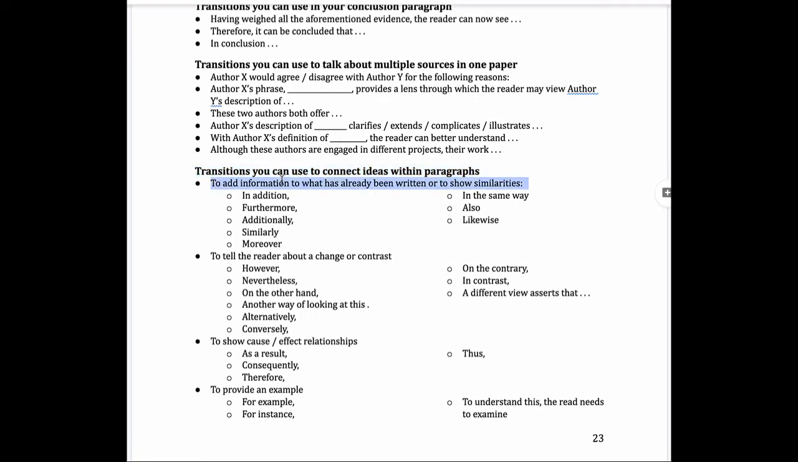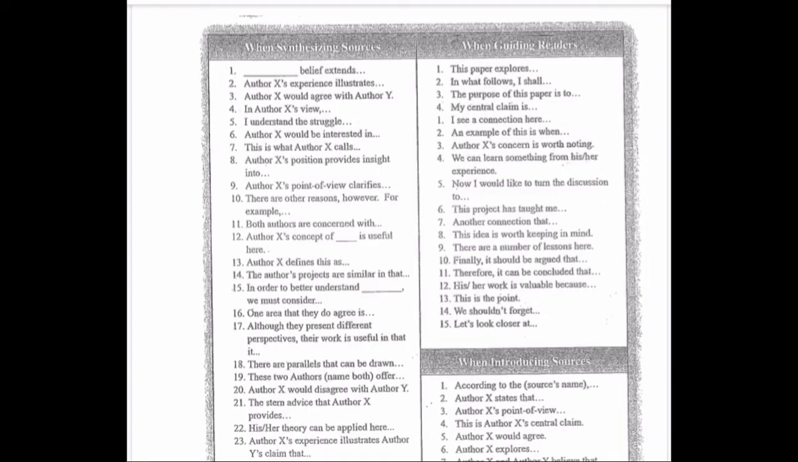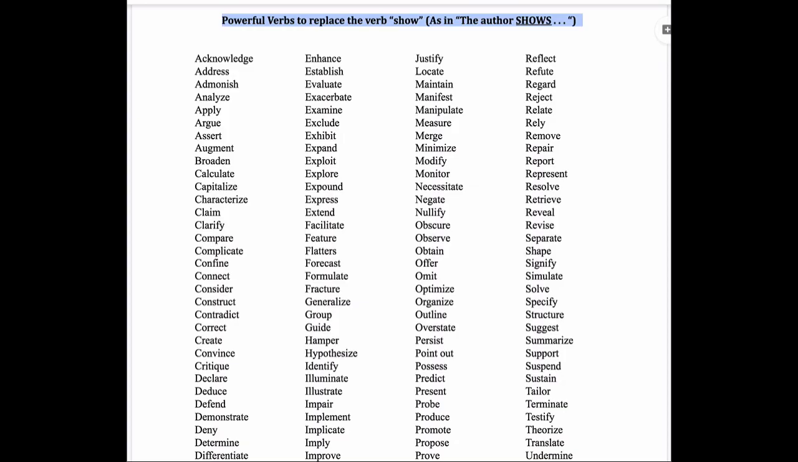For example, you have adding information to what you've already provided. You have words that explain to the reader that you're going to create a change or a contrast. There are words that show cause and effect, and there are words that help if you want to provide an example. The next page isn't super easy on the eyes, but it is pretty important. These are sentence stems. So if you're going to synthesize sources, or if you're going to be guiding readers, or if you're trying to introduce a source, these are more transitions, sentence stems that will help you to do that work. Page 25 includes a ton of powerful verbs that replace the verb show, as in the author shows.